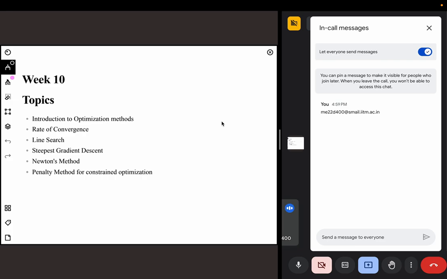This week, we will be discussing the following topics: the introduction of different optimization methods, how we define the rate or order of convergence, and then we will discuss line search, followed by steepest gradient descent, Newton's method, and finally, the penalty method for constrained optimization problems. The first three, line search, steepest gradient, and Newton's method, are for unconstrained problems, and then we'll extend these methods to constrained optimization, so you can use the same methods even in constrained problems.